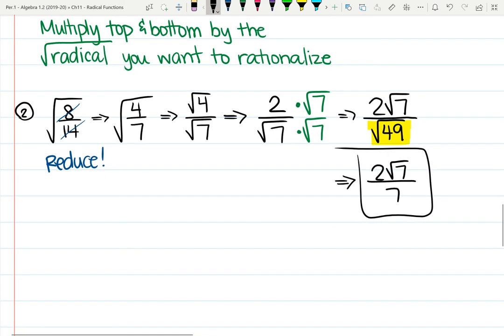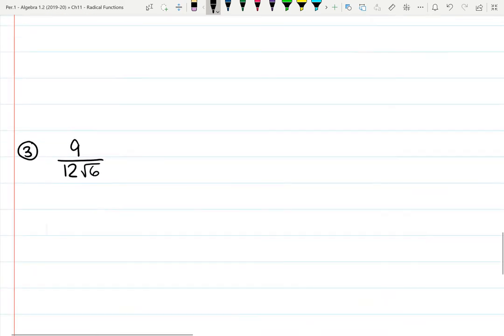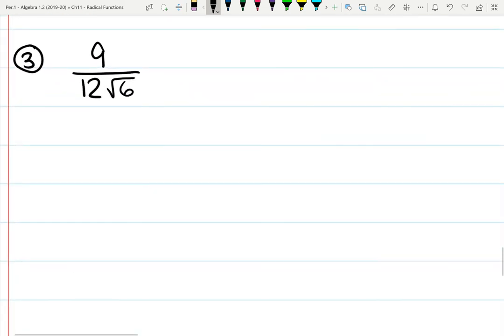All right, let's take a look at a third example here. I've got something a little bit more complicated for you guys to look at: 9 over 12 radical 6. Before I even begin, the first thing I noticed is that I can reduce this fraction. Again, which numbers can I reduce? Only the 9 and the 12.